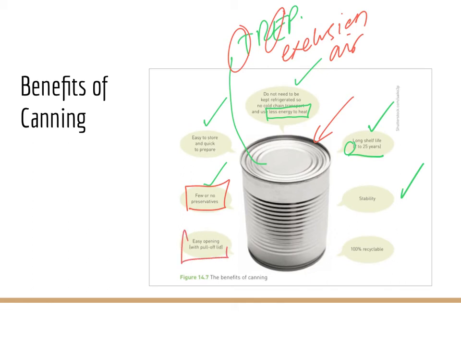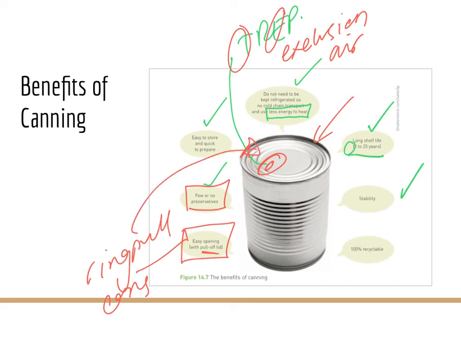The final one is easy opening, particularly with pull-off lids or with even ring pull cans. So if you can add that to your notes here. This obviously doesn't showcase the ring pull can, but just imagine there's a little ring pull on here, and that does show one of the other benefits of canning.